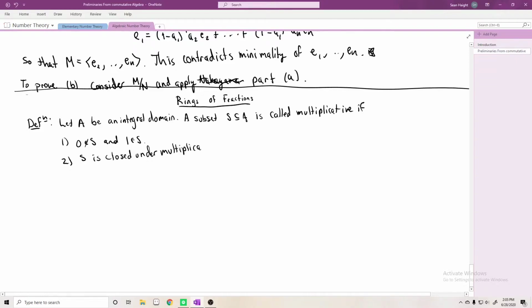Now you can define these things in a more general context. You don't have to have an integral domain to define multiplicative sets or localization, as you'll see, but it certainly makes it easier in the context of an integral domain. Given a multiplicative subset, there's pretty much one thing you want to do with this. We define something called the localization. It's denoted S inverse A, and it's essentially fractions with denominators in S.